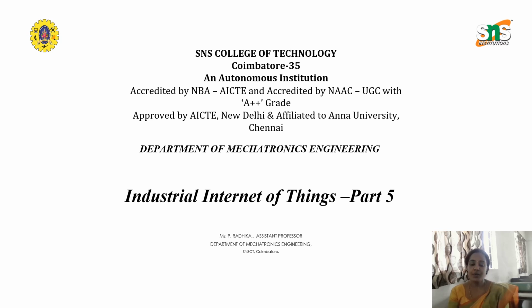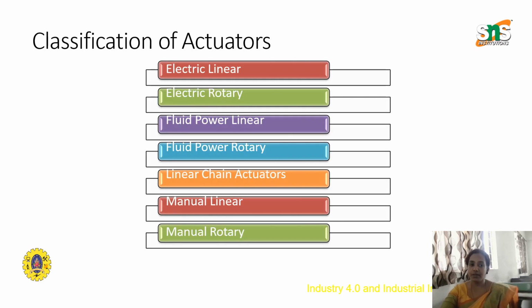Hello all. This video is a continuation of the previous one, Industrial Internet of Things. In the previous video, we have learned the classification of sensors, definitions for transducers and actuators. So the characteristics of sensors we have learned. Next one is the classification of actuators.